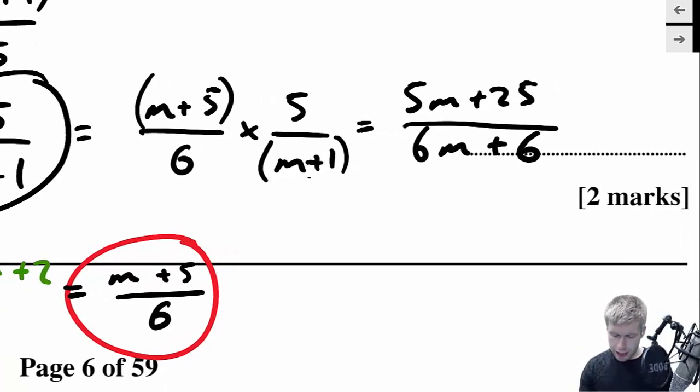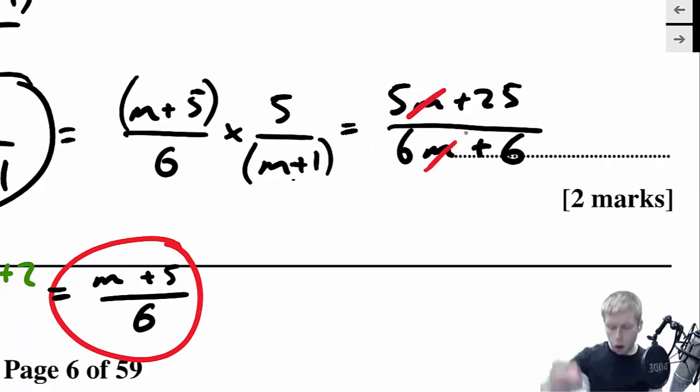Now the temptation here would be to cancel m and m there. Remember, you can't do that because you're not multiplying. If you're not multiplying, you can't do that, okay?